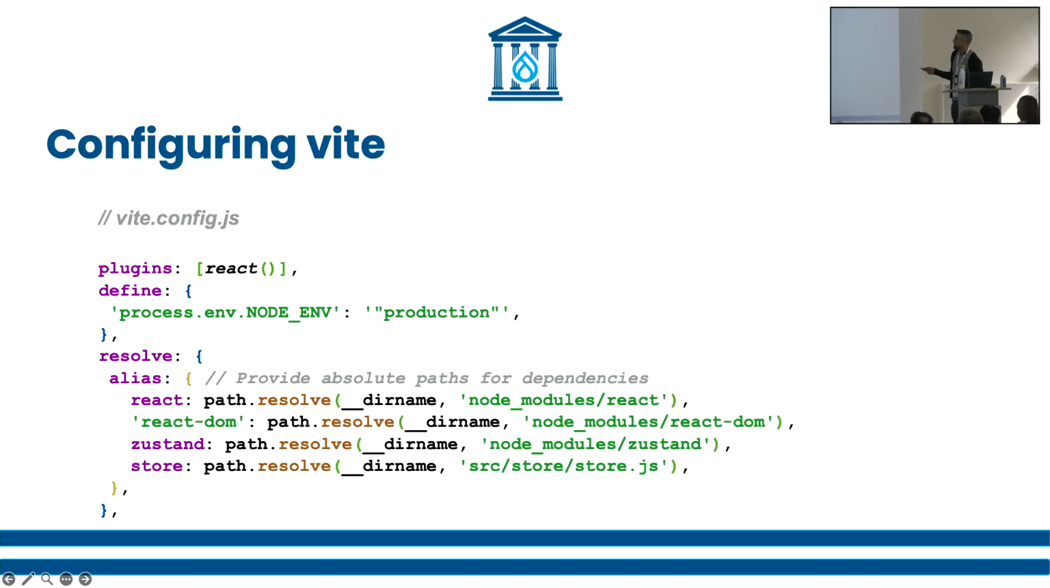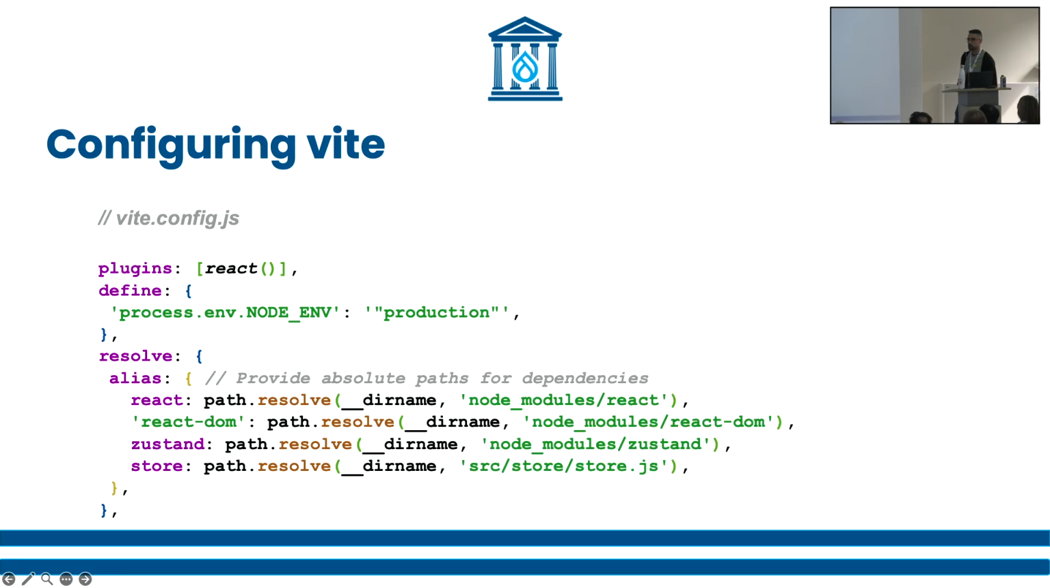Here we have to define our plugins as we saw previously. Vite doesn't support React natively, so we have to add it with this plugin. In the define key, we can define our constants, which will be substituted at build time.